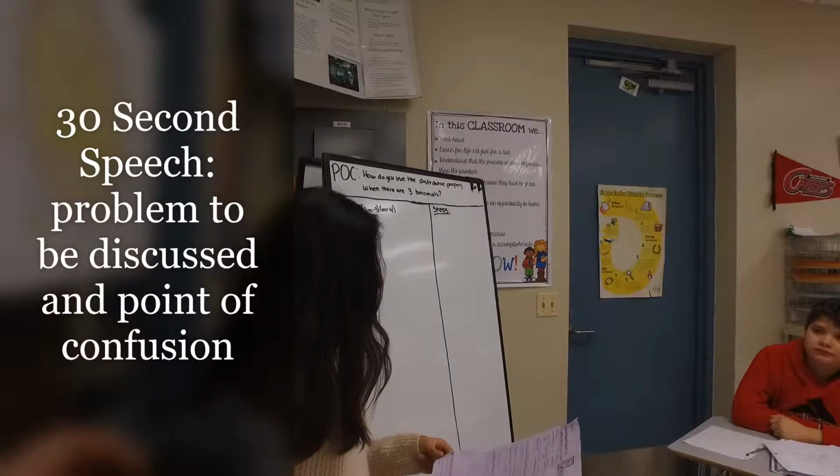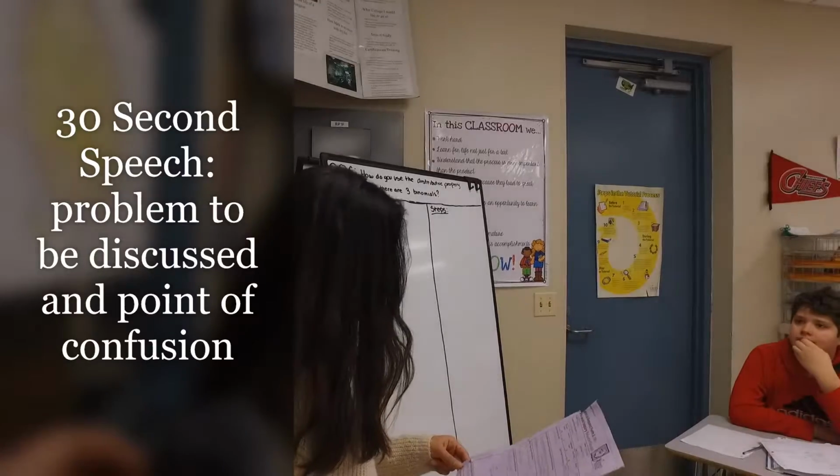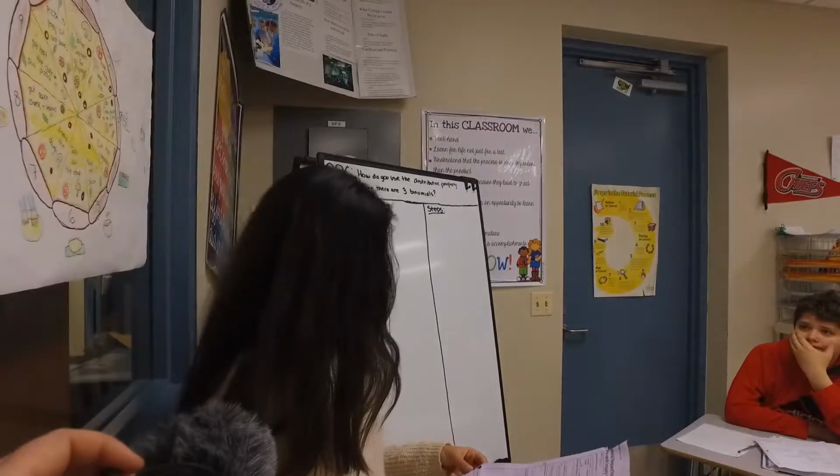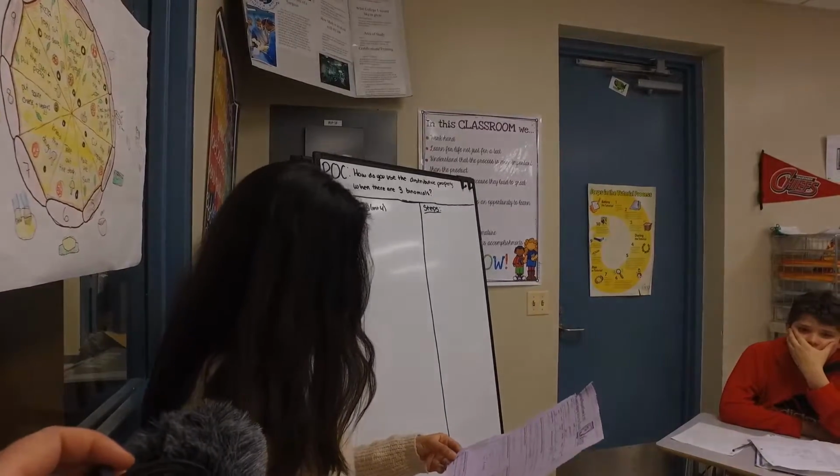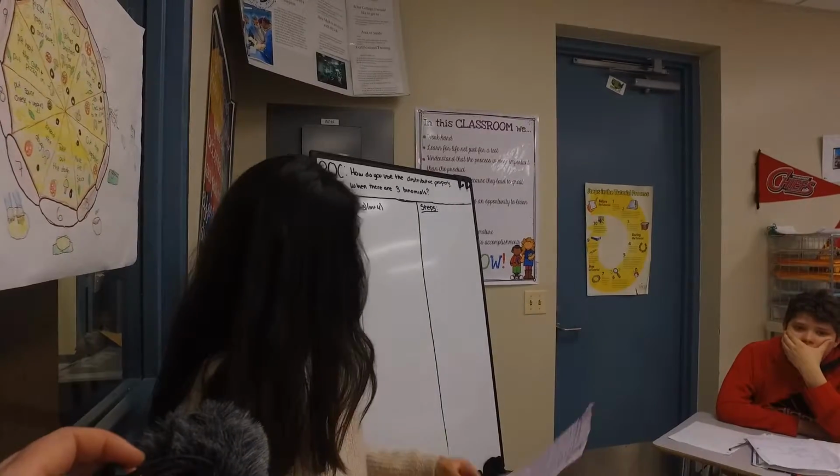I'm the student presenter, and I write down my point of confusion, while my group members help me solve my problem by asking me questions. What I know about my question is I have to use a distributive property and I have to find the product. And my point of confusion is, how do you use a distributive property when there are 3 binomials?